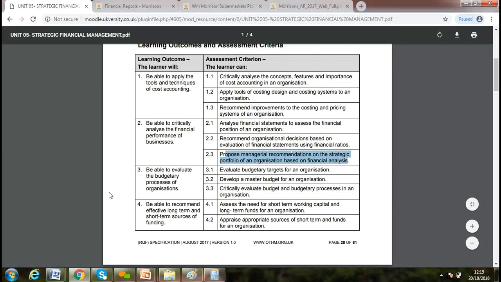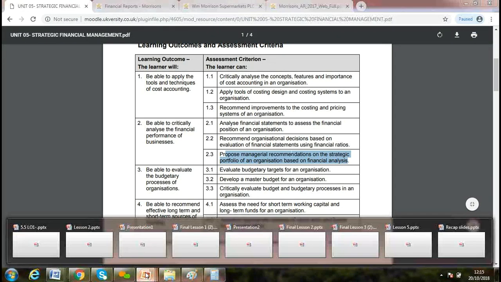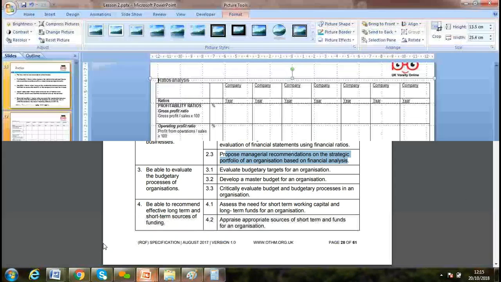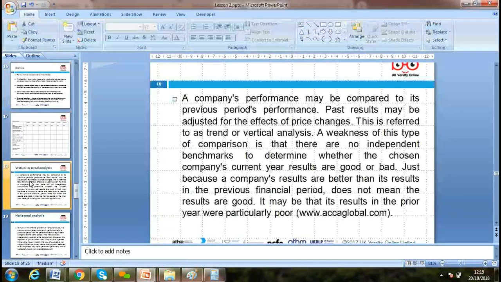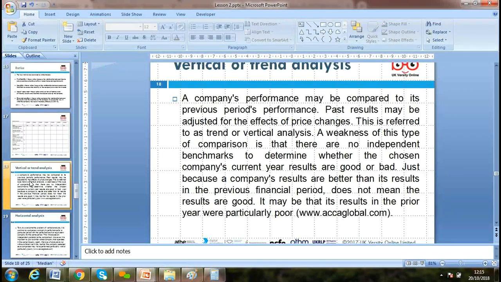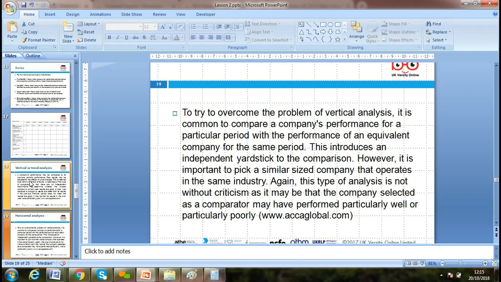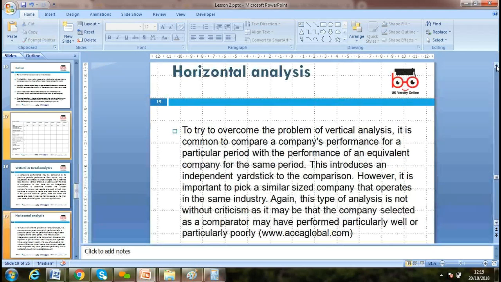So you can maybe look around: the company may need to increase the cost, look around at their strategies and what they have now, or they need to change in future. I have already put some slides. A company's performance can be compared with its previous period, past results, like I discussed earlier. If you want to read more, you can go through the ACCA link which I already put under the reference page.